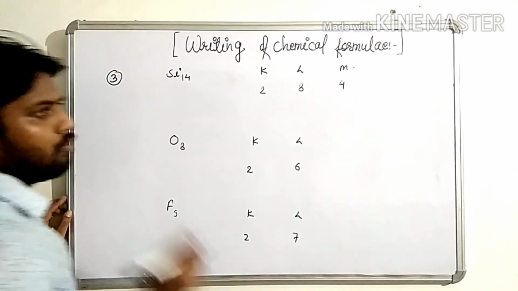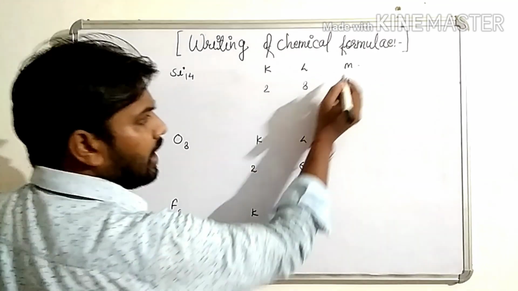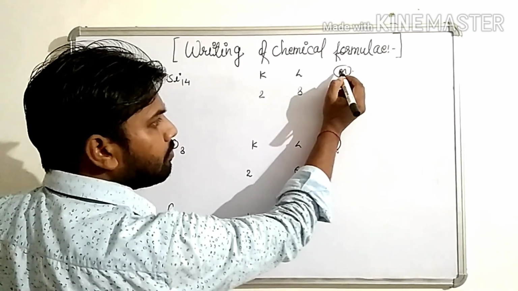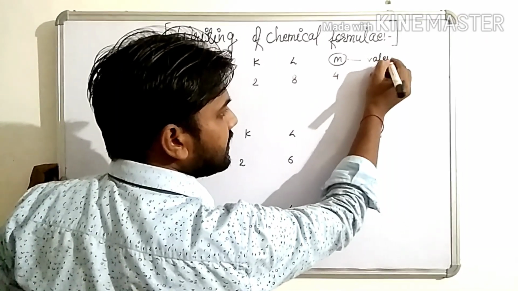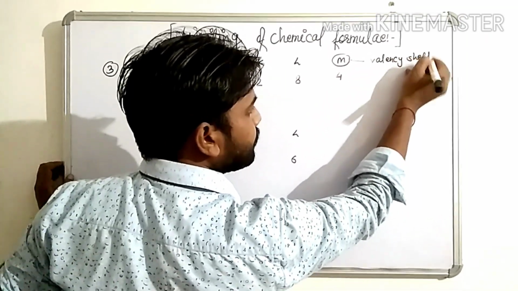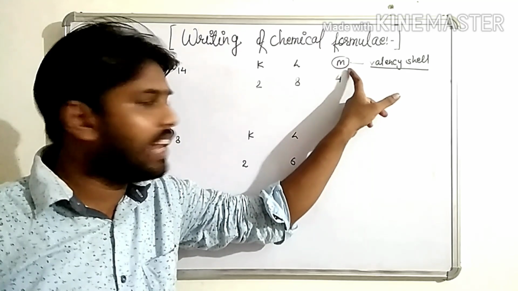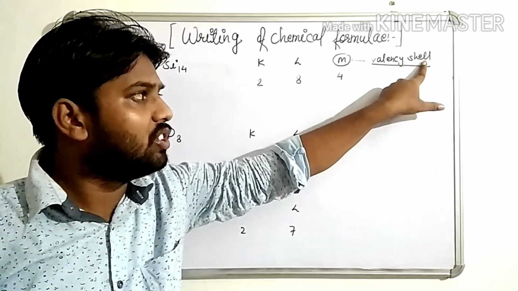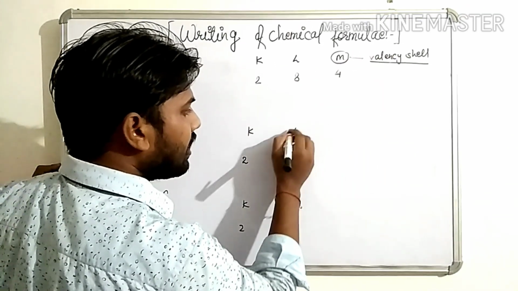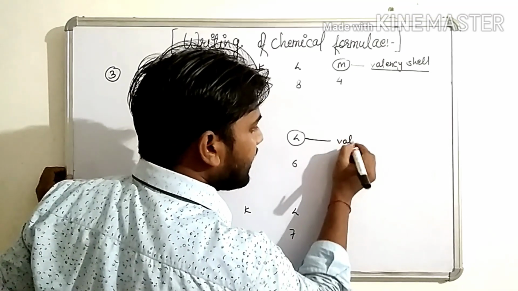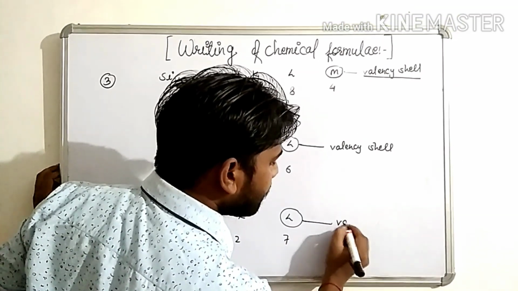Now children, one thing you have to note in your copy: the last cell of an atom is known as the valency shell, or you can say the outermost cell of an atom is known as the valency shell. Here M is the valency shell, here L is the valency shell, here L is the valency shell.